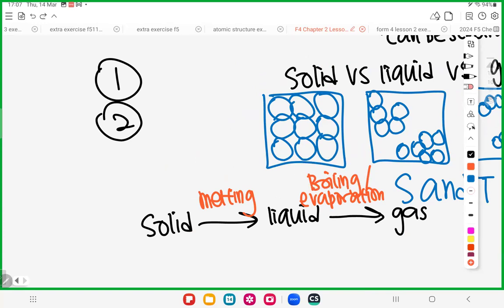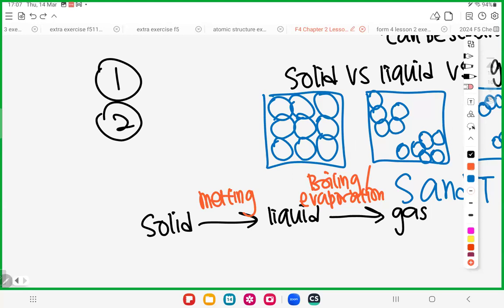Meanwhile, evaporation happens at any temperature. Evaporation can happen at any temperature. Boiling only happen on boiling point. Okay. Second thing, evaporation only occur at the liquid surface. Boiling take place in the entire liquid. Boiling, the whole liquid, top, bottom, left, right, the whole liquid boil. But evaporation only involve the surface.